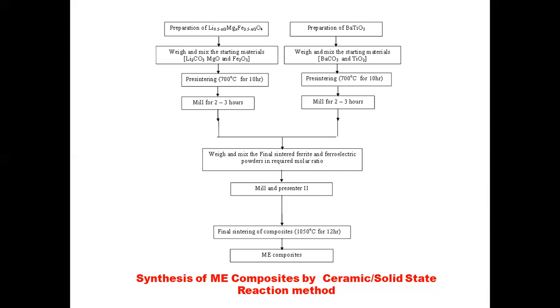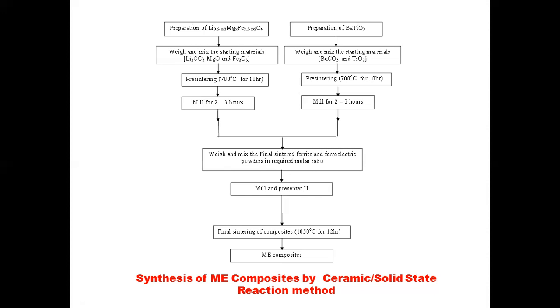These oxides are to be weighed accurately, and accuracy should be at least 4 digits. Such a balance should be used, and these carbonates and oxides are mixed together in an agate mortar. You will have to use an agate mortar to mix these starting materials, and it is not a dry mixing, it is a wet mixing.